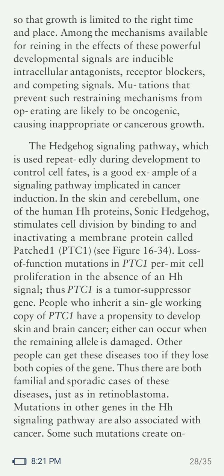The hedgehog signaling pathway, which is used repeatedly during development to control cell fates, is a good example of a signaling pathway implicated in cancer induction. In the skin and cerebellum, one of the human HH proteins, sonic hedgehog, stimulates cell division by binding to and inactivating a membrane protein called PATCHED1. Loss-of-function mutations in PTC1 permit cell proliferation in the absence of an HH signal. Thus, PTC1 is a tumor suppressor gene.